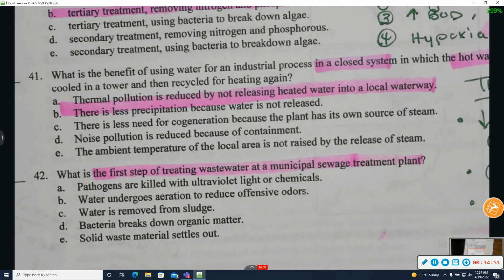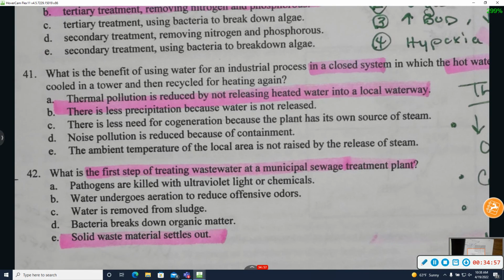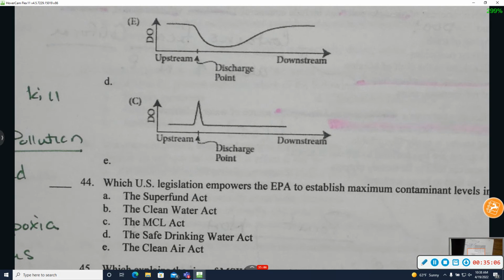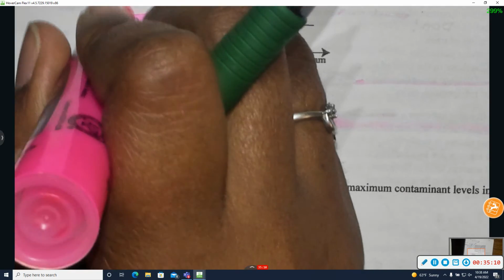Alright, so what is the first step in treating wastewater? We've already talked about that. You're going to get rid of solid stuff. Alright, 43. This one was really kind of confusing and messed up, and I'm sorry about that. But the answer to this one is E. This one right here.